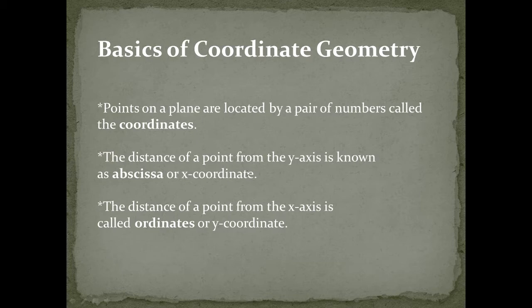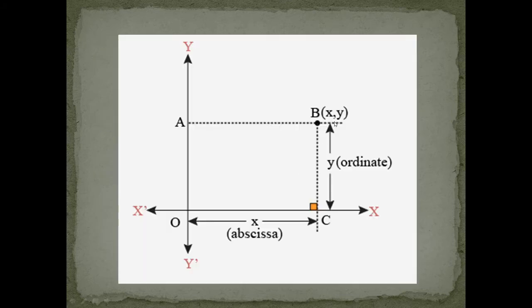So based on these two we can expect a one mark bit in MCQs or fill in the blanks. Here we can see some point x comma y. At what units distance does it lie from the x-axis? From the x-axis it lies at y units distance. At what units distance does it lie from the y-axis? It lies at x units distance from the y-axis.